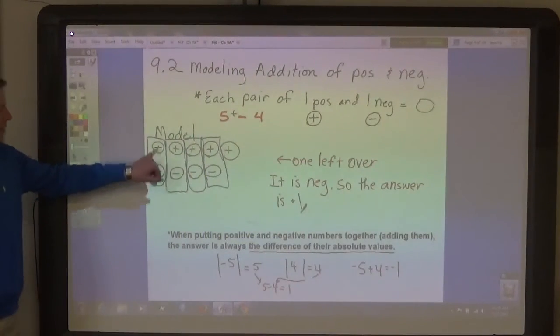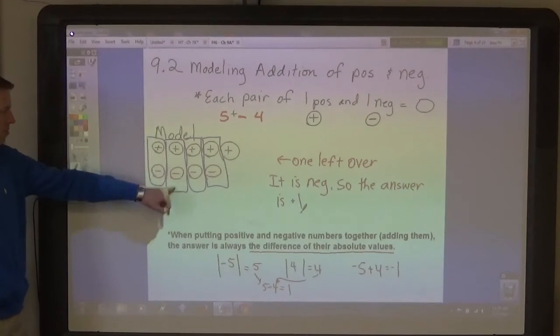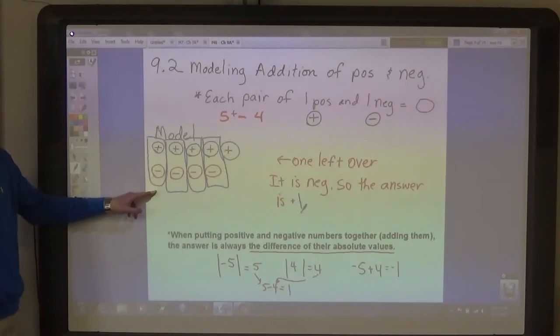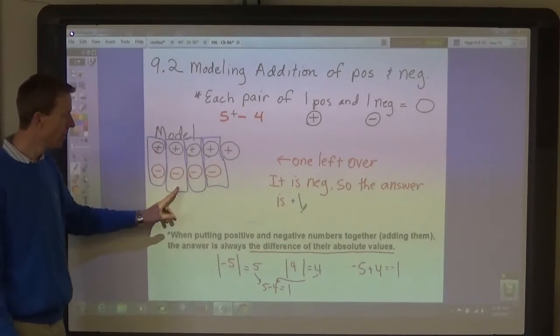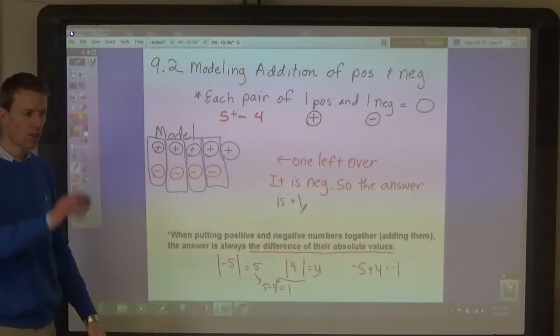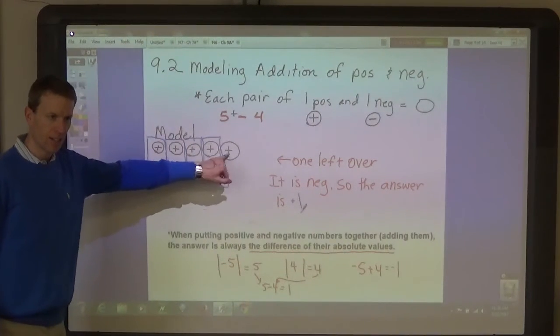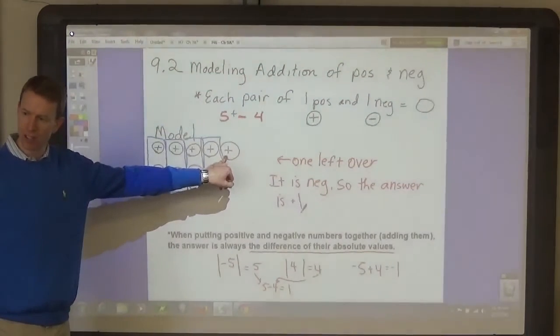So all of these, each positive cancels out a negative, or each negative cancels out a positive. Because 1 plus negative 1 is 0. A positive 1 and a negative 1 is 0. A positive 1 and a negative 1 is 0. And so those pairs, they just all cancel each other out. And the answer is whatever is left over.